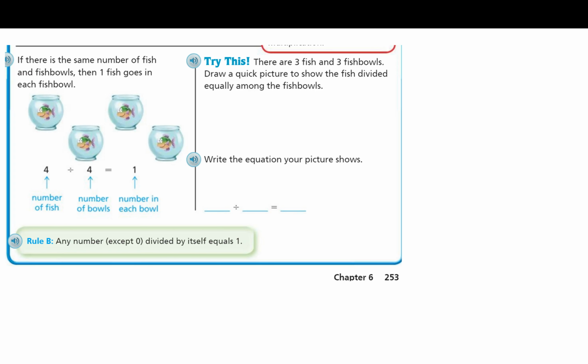All right, you've made it to the second page, or level 2, as I like to call it. All right, now we're going to look at the bottom of page 253.